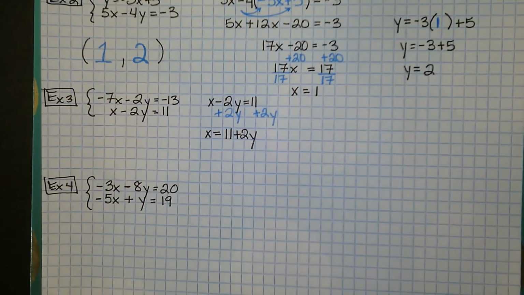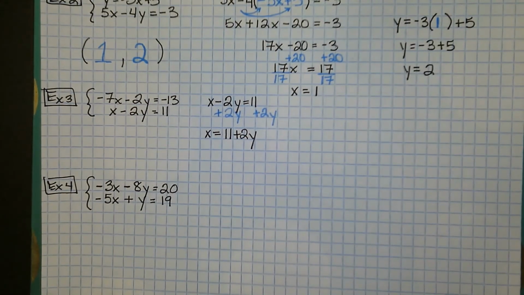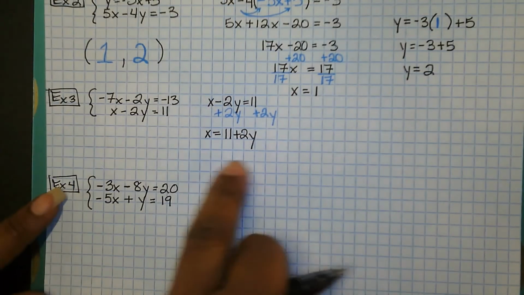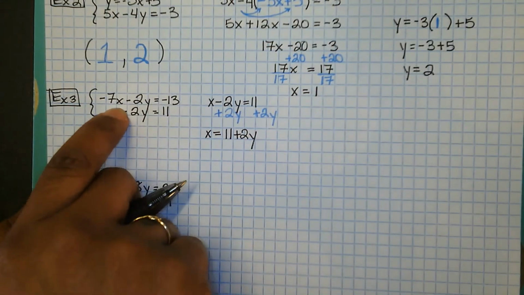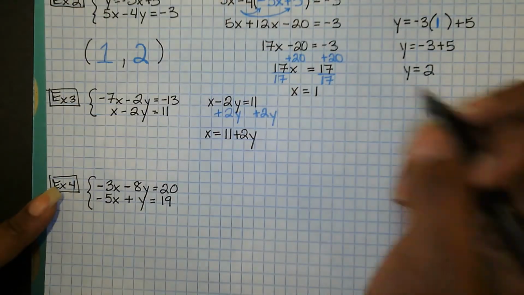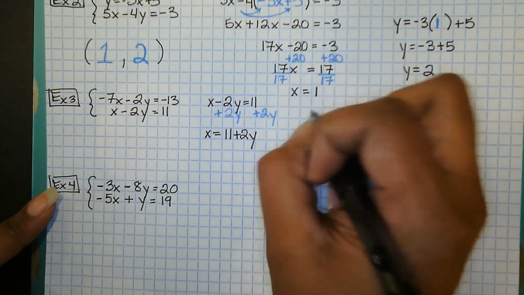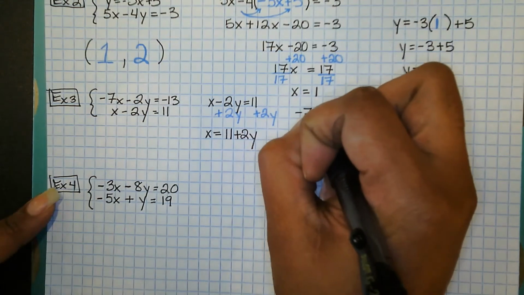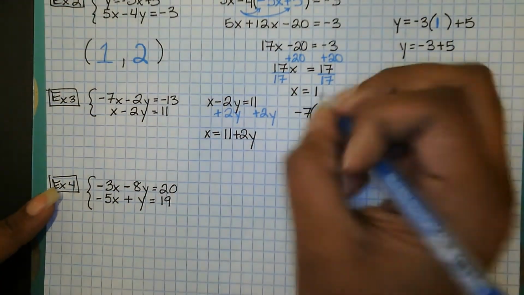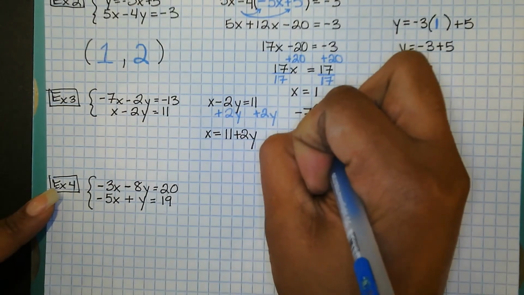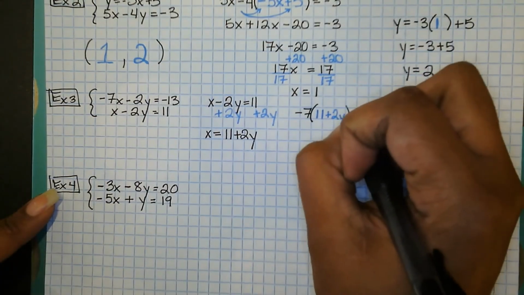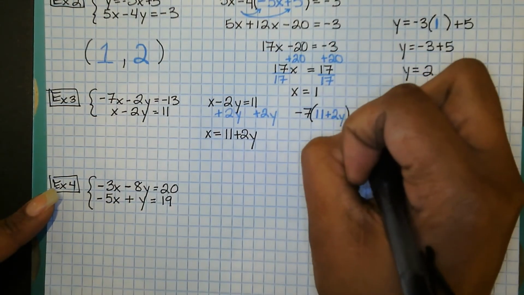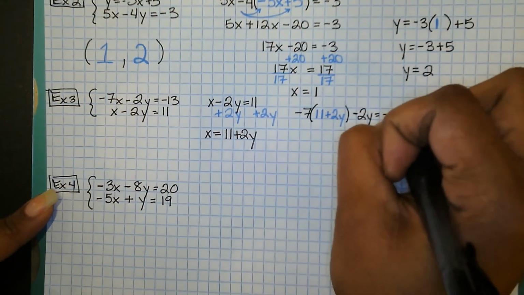Okay, great. So now that we know that x is equal to 11 plus 2y, we can then take this expression, the 11 plus 2y, and plug it into the first equation for x. So let's go ahead and do that. I'll start it right here. So negative 7. Instead of x, we're plugging in 11 plus 2y minus 2y is equal to negative 13.